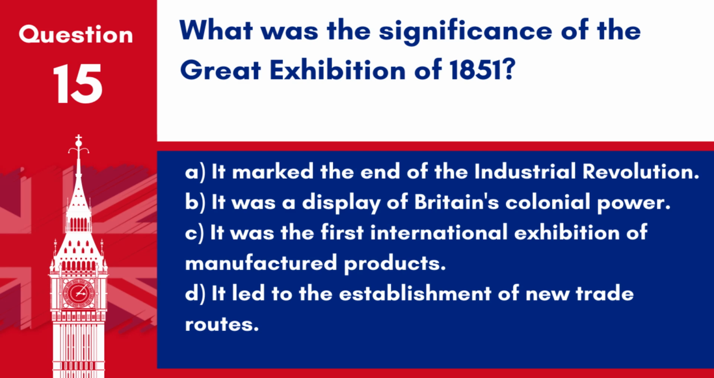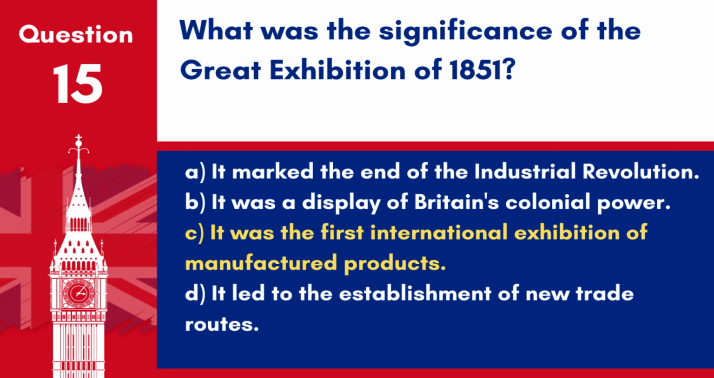Question 15. What was the significance of the Great Exhibition of 1851? A. It marked the end of the Industrial Revolution. B. It was a display of Britain's colonial power. C. It was the first international exhibition of manufactured products. D. It led to the establishment of new trade routes.